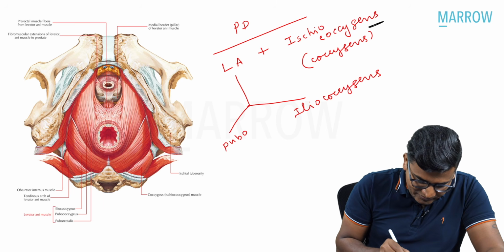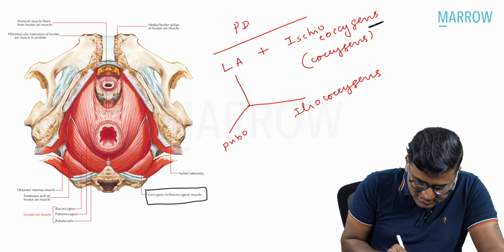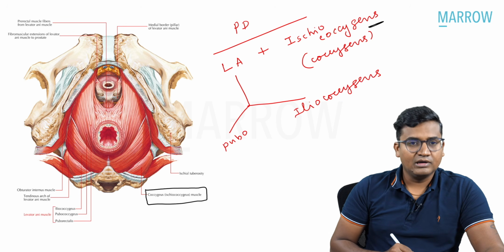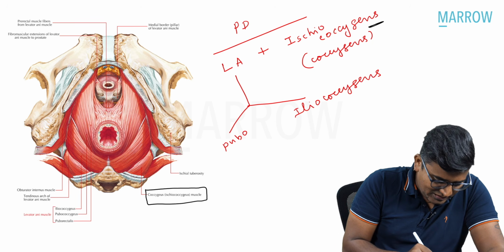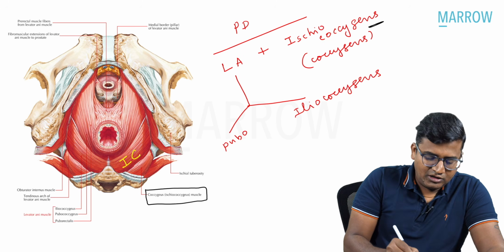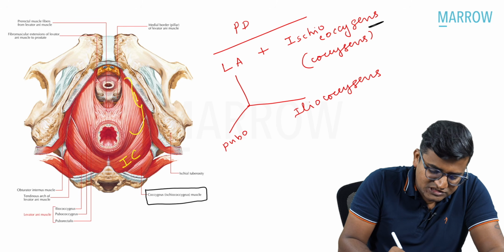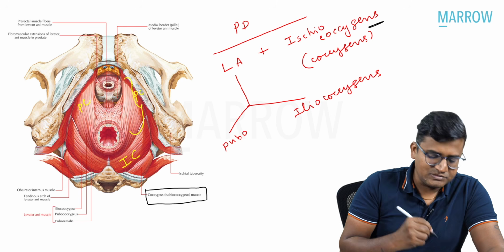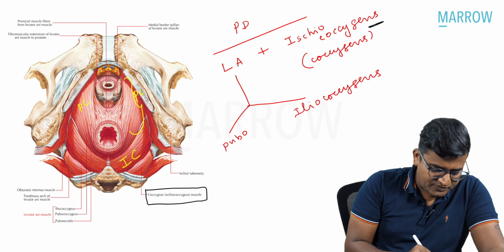Now in this diagram, this is our ischio-coccygeus or coccygeus muscle. In front of that, this is our iliococcygeus muscle. I will write in yellow color. That is our iliococcygeus muscle. Now the remaining part in front of that, the entire thing, that is our pubococcygeus muscle. Now the pubococcygeus muscle has various subtypes.